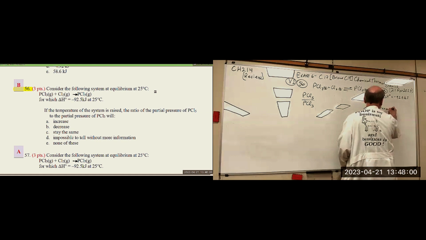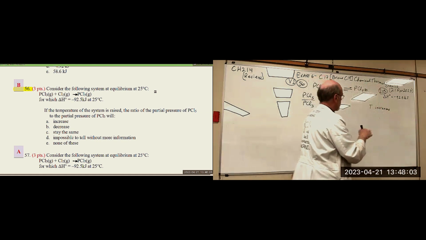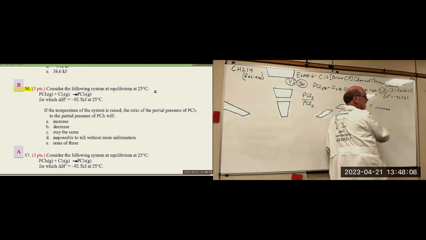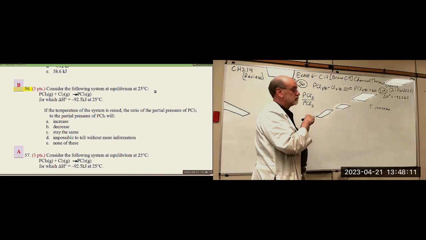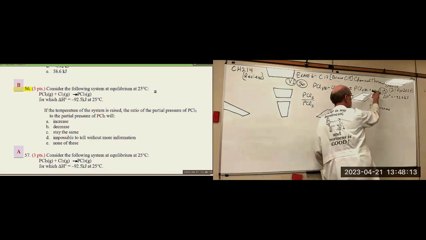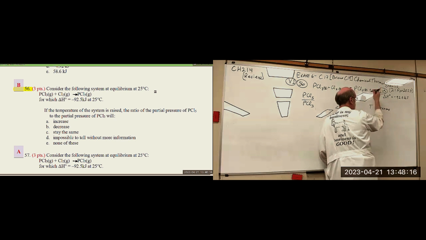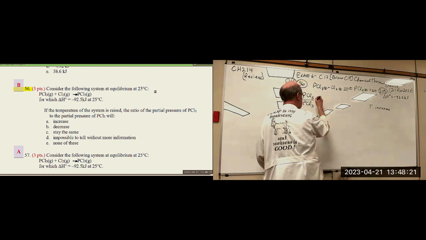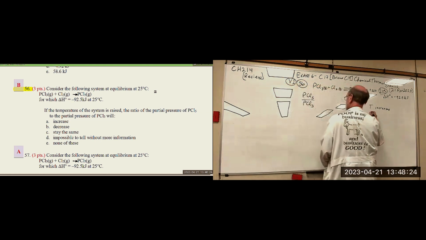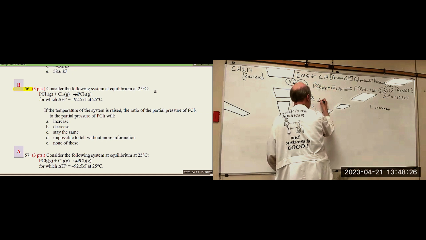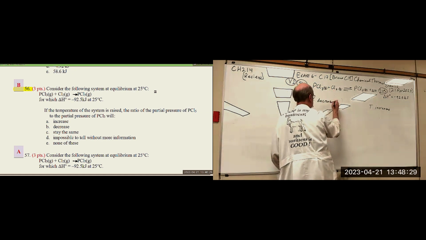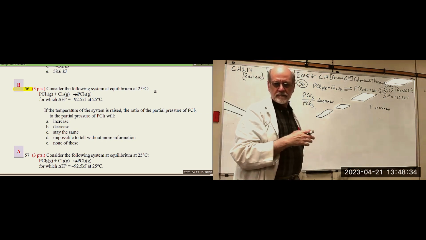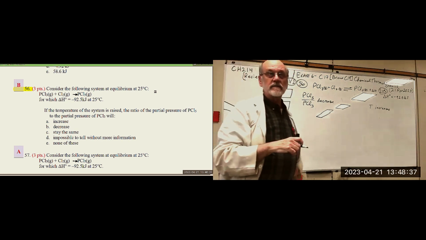The easiest way to answer this one is to recognize that this one's exothermic. So that means the delta H goes on this side. All right. So if we increase the temperature, right here, we're going to drive the reaction backwards. Decrease this one, increase this one. The ratio should decrease. Yeah, B. That's the simplest way to answer that question.